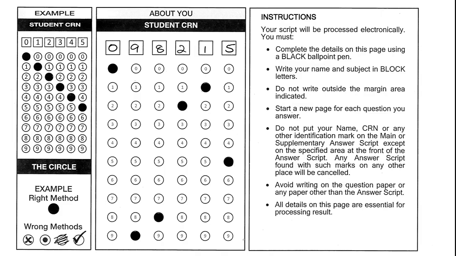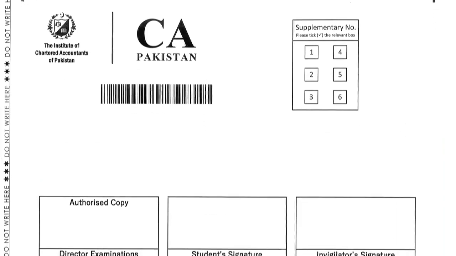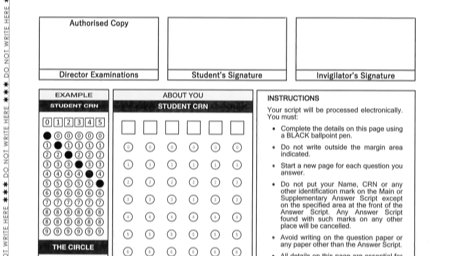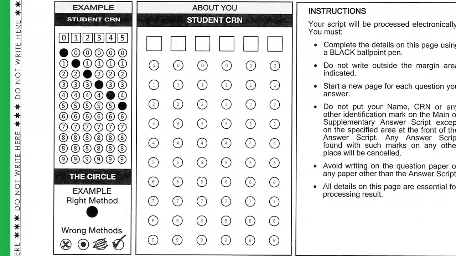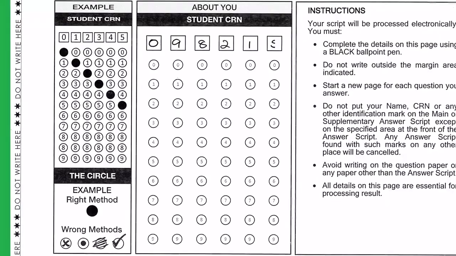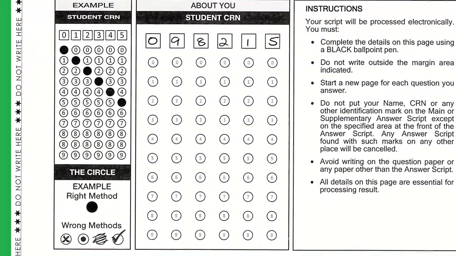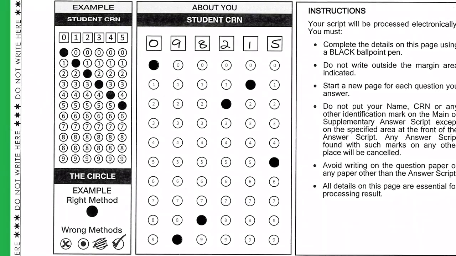Adjacent to the About You box, you will find instructions that must be read before writing anything on the answer script. Here is the front page of the supplementary answer script. You will fill in the details on this page in the same manner as you did in the main answer script. Whenever you take a supplementary answer script, immediately write your CRN in the designated space and shade the machine-readable circles for CRN in the same manner as you did in the main answer script.